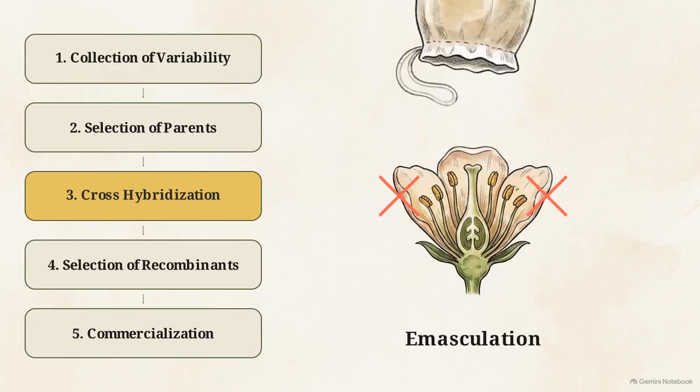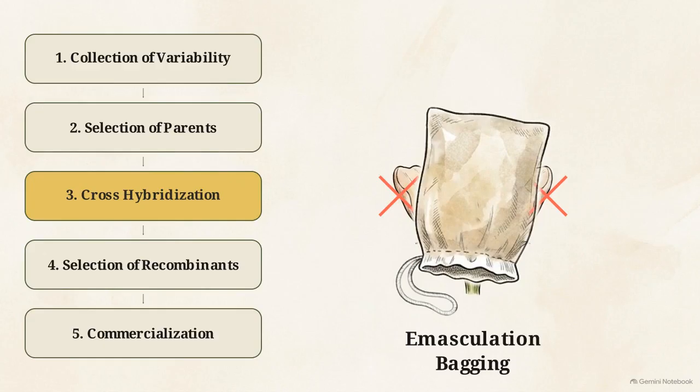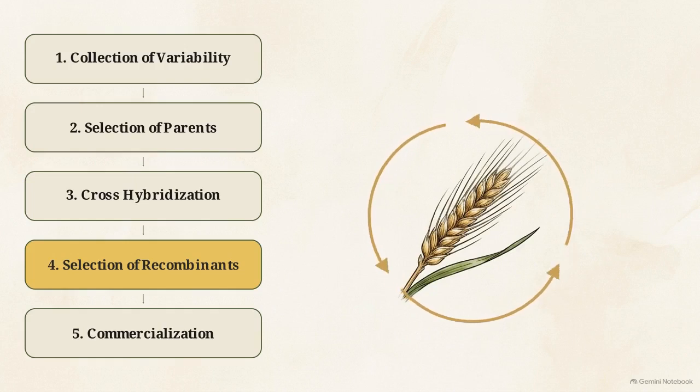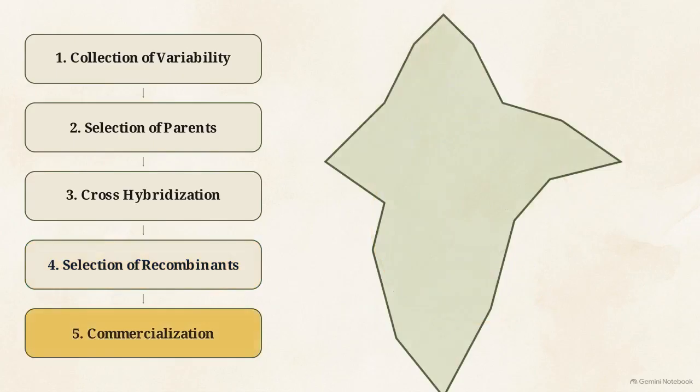This requires emasculation, the manual removal of anthers from the female parent, followed by bagging to prevent the stigma from being contaminated by unwanted pollen. Step 4 is the selection and testing of superior recombinants, where hybrids are self-pollinated for generations to reach homozygosity.